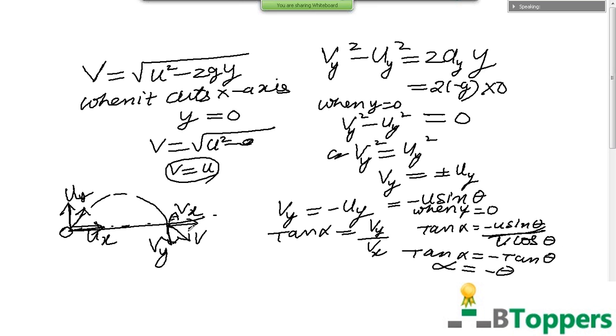That means when the projectile returns to the horizontal plane through the point of projection, it makes the same angle theta with the horizontal. That means if the body is projected with initial speed u at an angle theta above the horizontal from a point O, when it returns to the horizontal plane through the point of projection, its velocity makes the same angle theta but directed below the horizontal.